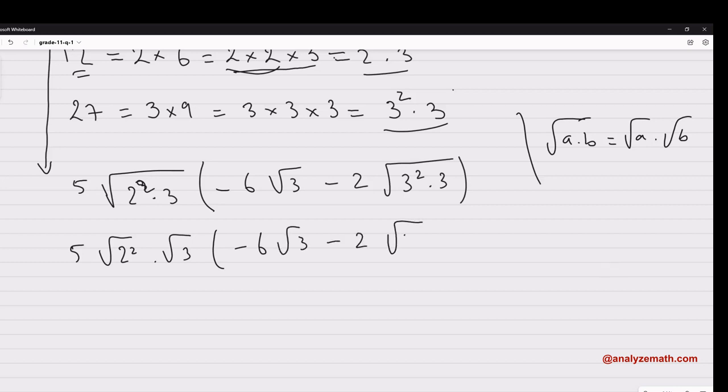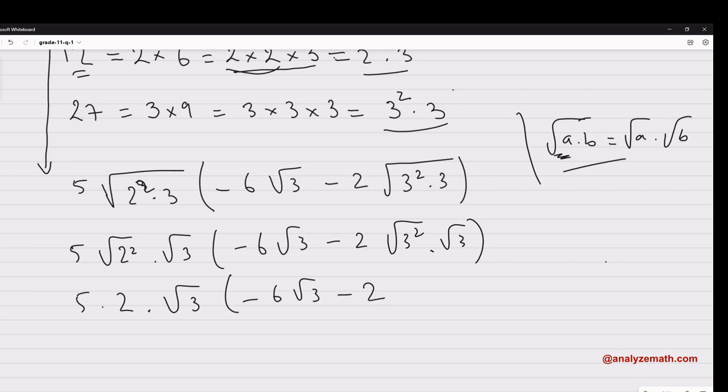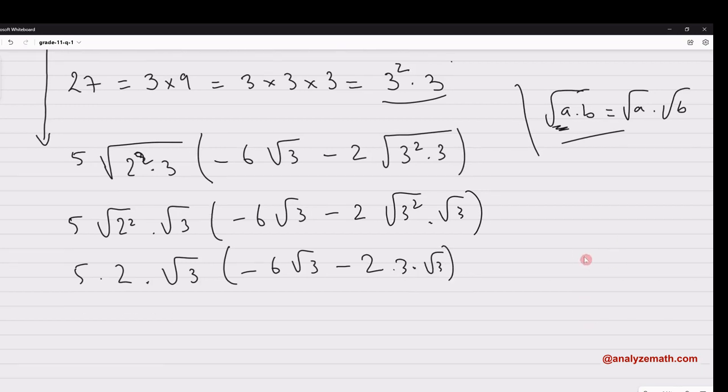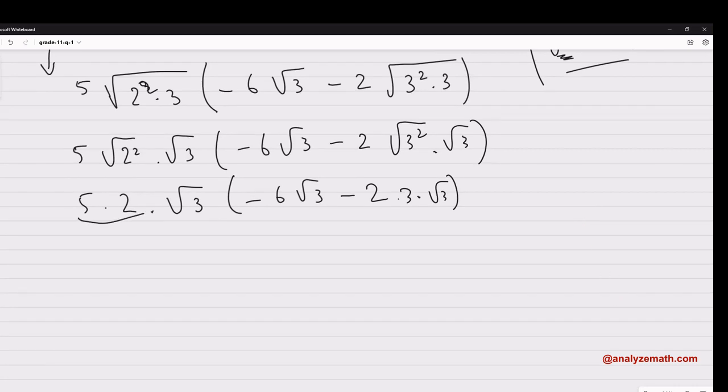Now square root of 3 power 2. I'm splitting using this same idea. A square root of 3. Simplify a little bit more. Square root of 2 power 2 gives me 2. It's a perfect square. Square root of 3 minus 6 square root of 3 minus 2. 3 power 2, the square root of a perfect square, is 3. Square root 3 here. Now simplify. 5 times 2, 10. 6 square root of 3. Now 2 times 3, 6.